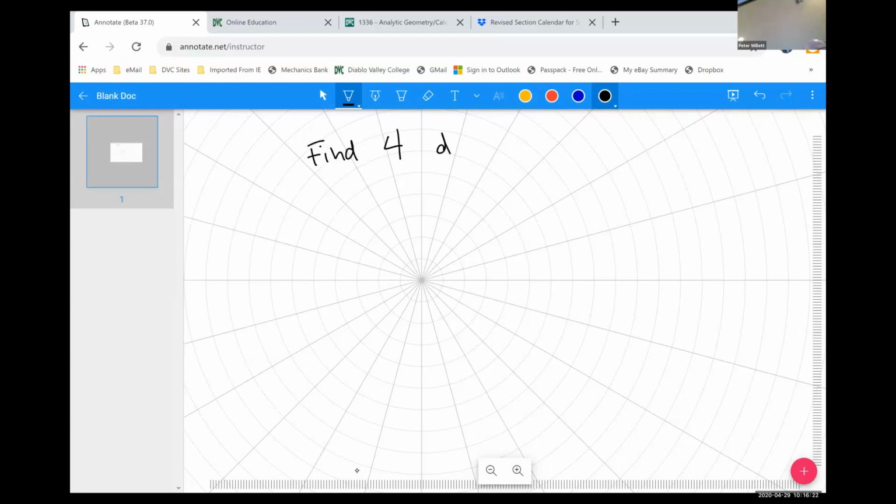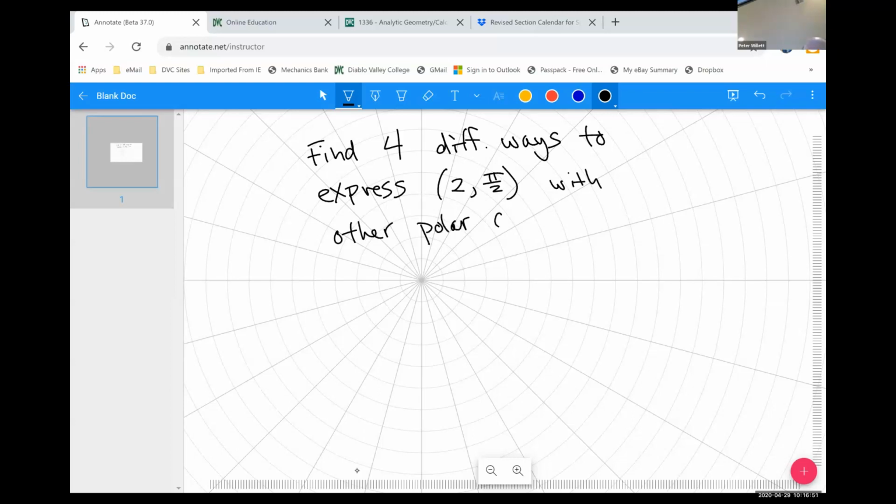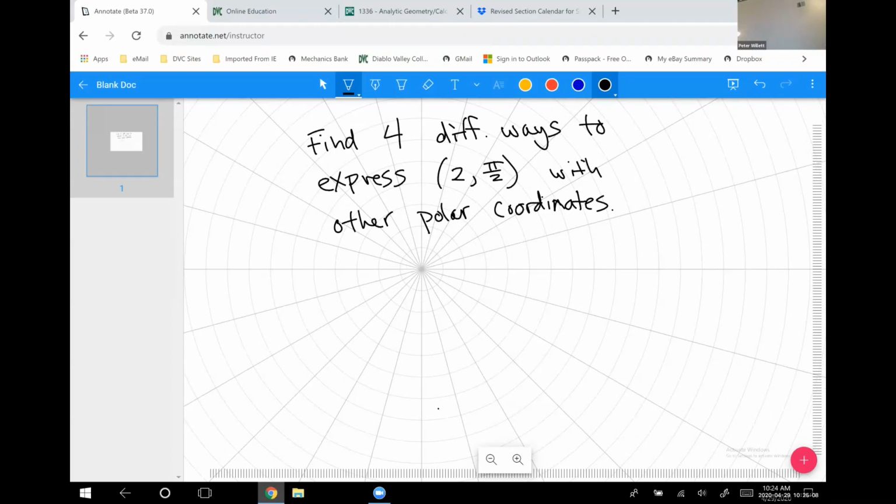Find 4 different ways to express this polar point, (2, pi over 2), with other polar coordinates. So it's pretty easy to just generate from a point different ways to write that point.